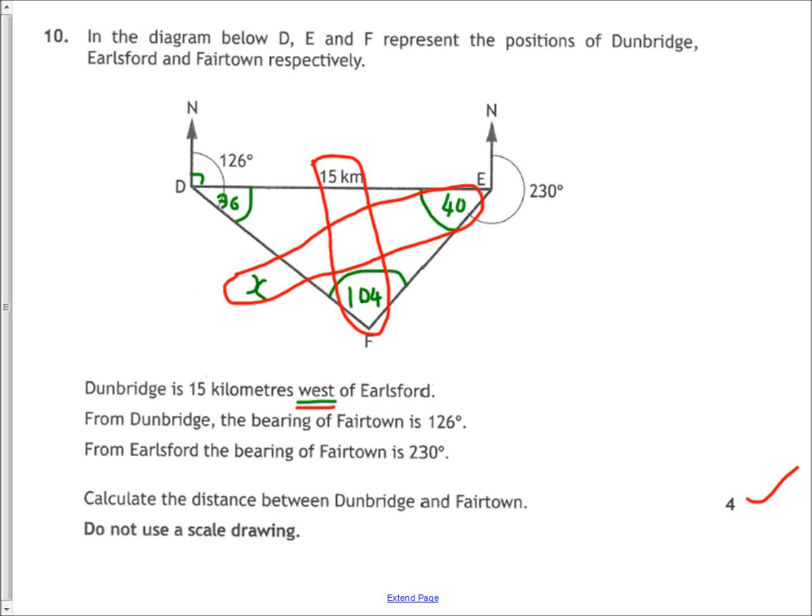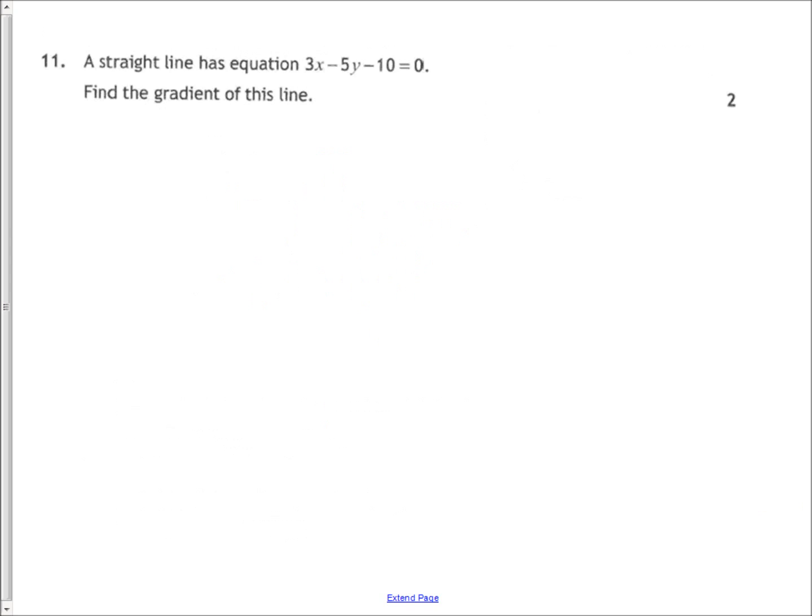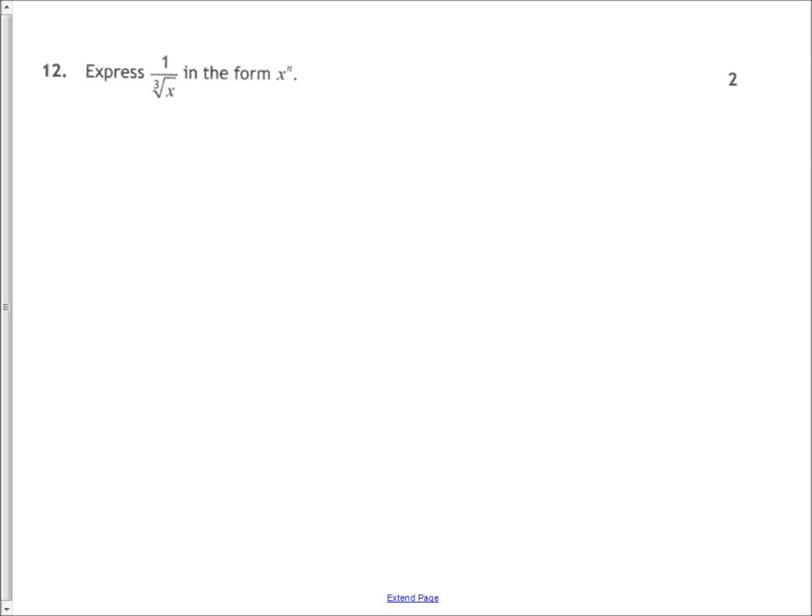And again, it's a question that pretty much everybody would have been able to do had they been given a wee head start. Find the gradient of the line. All you have to do is rearrange it into the form y equals mx plus c, and just read the m value off. So 2 marks, nice and easy. That shouldn't be a problem.